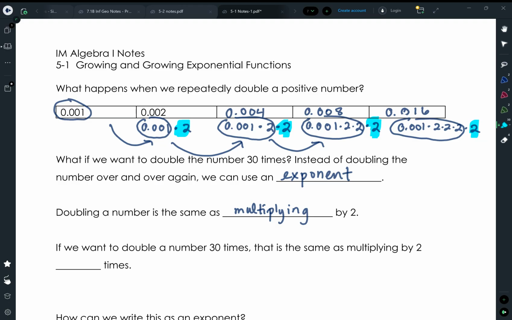Okay, so because we're multiplying by 2 over and over and over again, they're saying, hey, we could just use exponents instead. So if we want to double a number 30 times, it's the same as multiplying by 2 30 times. Okay, so here's our one time. We multiplied by one factor of 2. To get the second one, to double basically 2 times, I had to multiply by 2 factors of 2. To get 3 times, I had to multiply by 3 factors of 2. And to get to 4 times the doubling, I had to multiply by 1, 2, 3, 4 factors of 2.